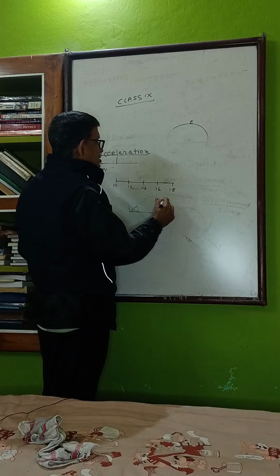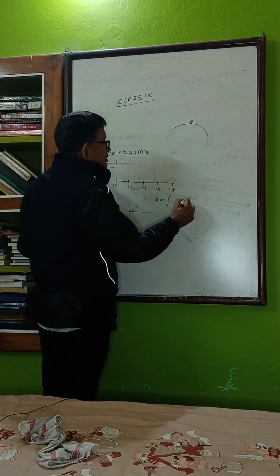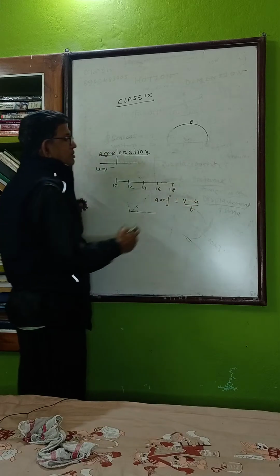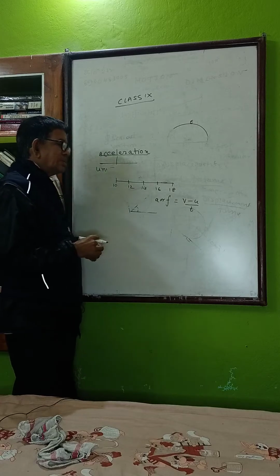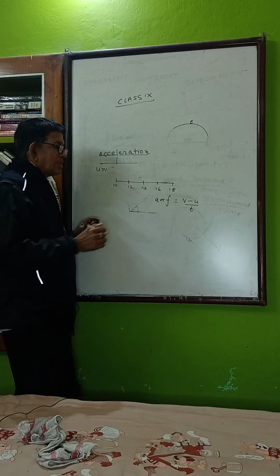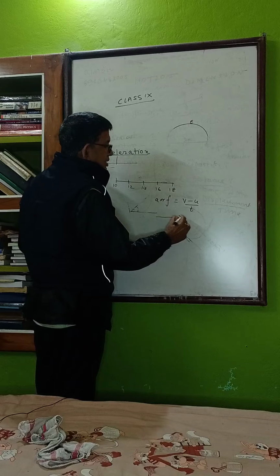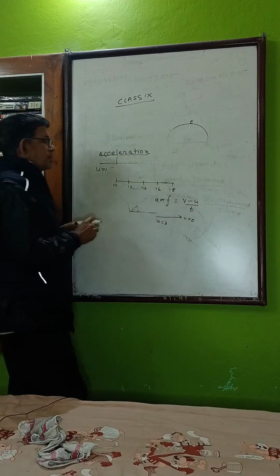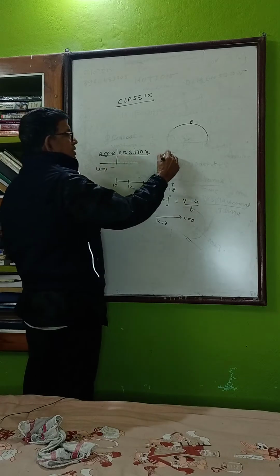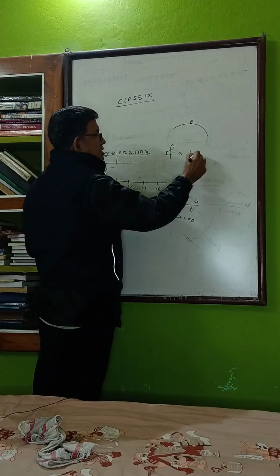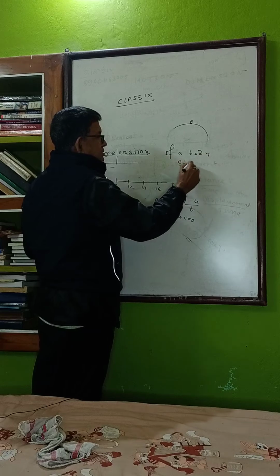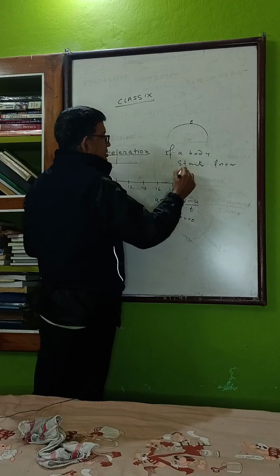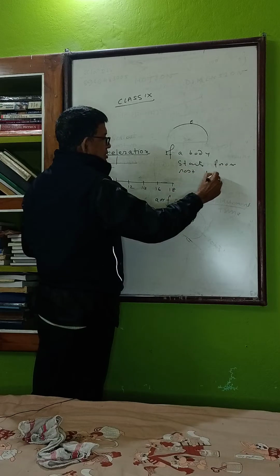Acceleration a, or in some books f, equals final velocity minus initial velocity divided by time: a = (v - u)/t. What is v? v is the final velocity, u is the initial velocity, t is the time. Remember, if a body stops, then v equals 0. If a body starts from rest, then u equals 0.